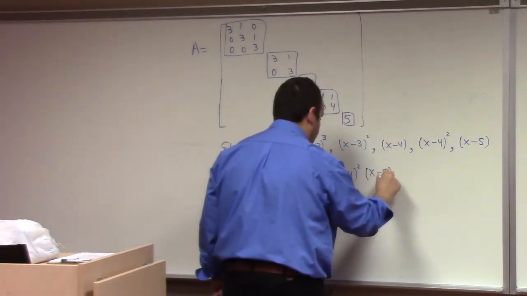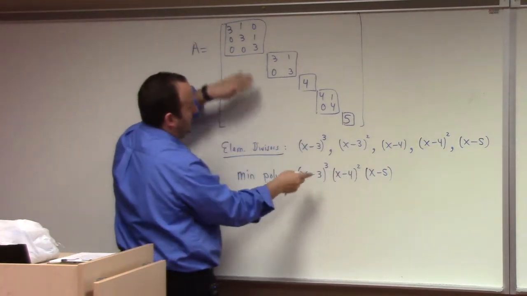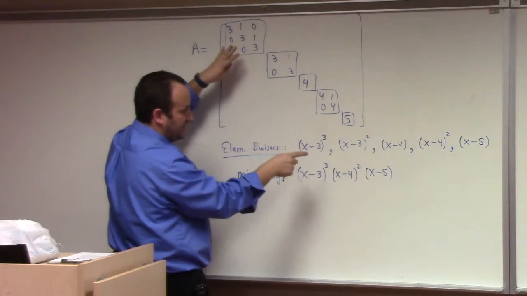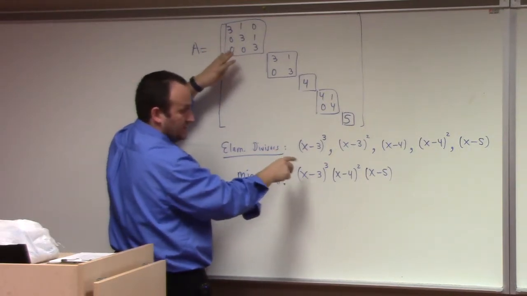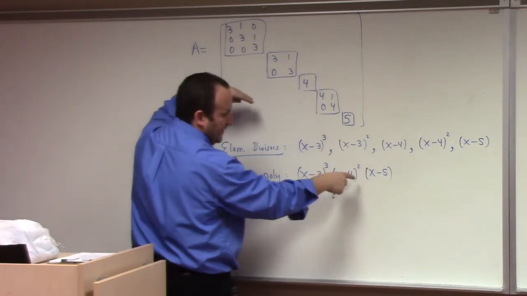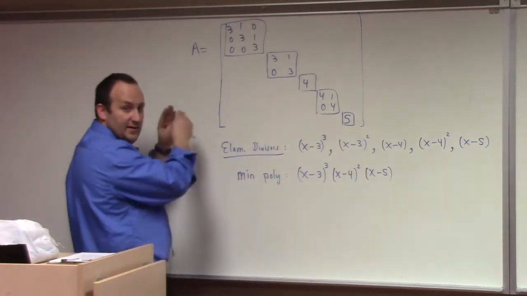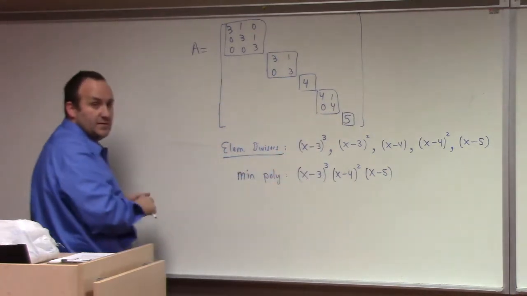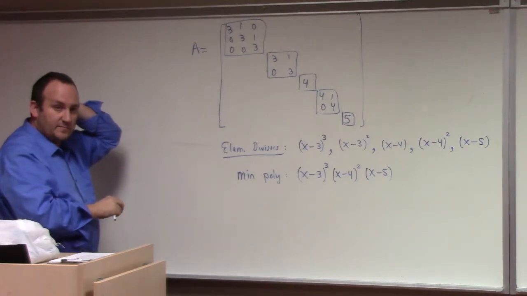So if you think about how block matrix multiplication works, it's clear that A minus 3 times the identity, A minus 4 times the identity, and A minus 5 times the identity, appropriately cubed or squared, multiplied together, gives you zeros. But you have to pick the biggest block of a given type in order to take care of that.